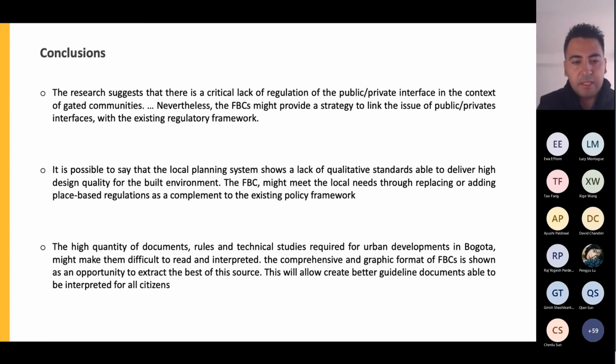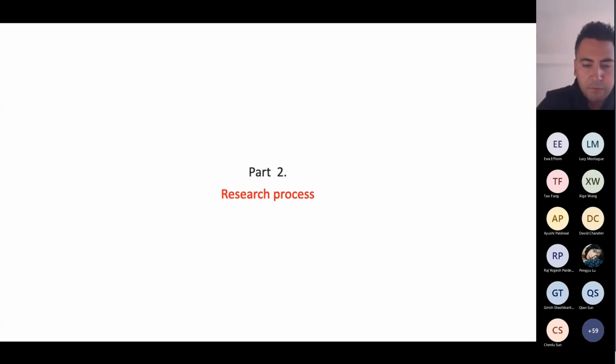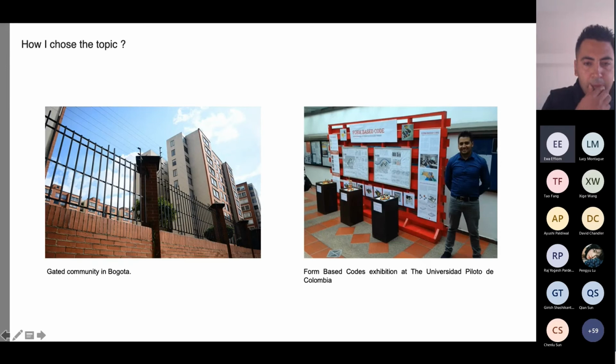Okay, this is basically how I chose the topic. I used to live in a gated community, and I always wondered how I could change this kind of environment. But in 2012, I was at the Universidad Piloto de Colombia, where I led a research project about form-based codes. That was the precedent where I decided to relate form-based code to gated communities. It was about my experience. The other part was how I chose my method. Basically, it started with my literature review, including form-based codes, quantitative factors, and qualitative factors.